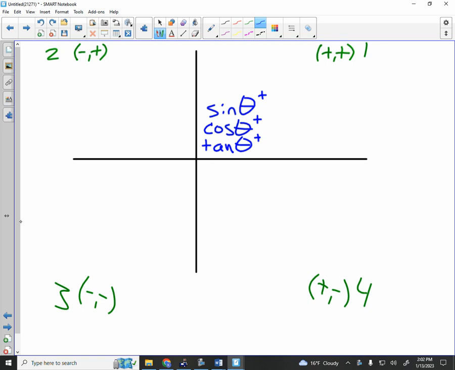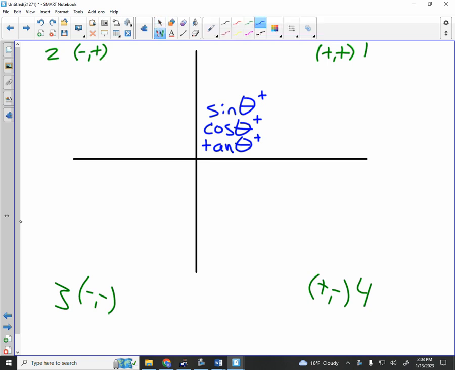Talk with the person next to you as we move to the second quadrant. What do you think will stay the same, and what do you think will change? Take about 20 seconds to talk. Go. Five, four, three, two, one.